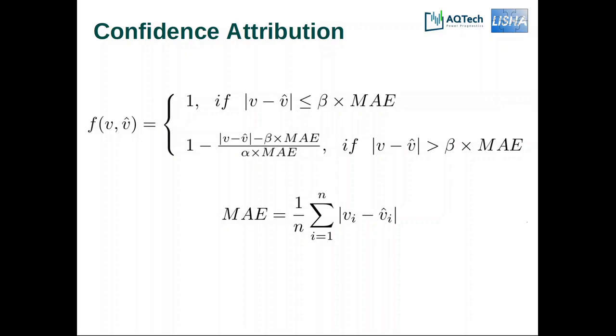The function f of v and v hat defines the confidence attribution. If the absolute difference between v and v hat is lower or equal than beta times MAE, then the confidence is 1, or 100%. Otherwise, the distance that exceeds the full confidence interval is divided by the MAE multiplied by alpha and subtracted from 1, making it decrease to 0 as the distance between the values, or the error, increases. The MAE is just the mean of all absolute errors obtained in the training process, as shown in the second function definition shown here.